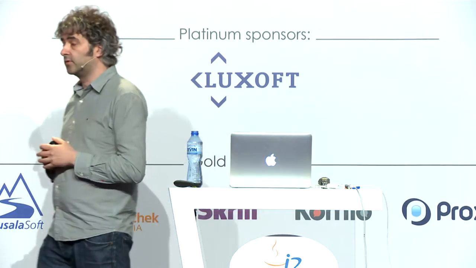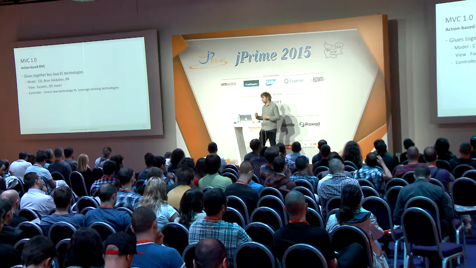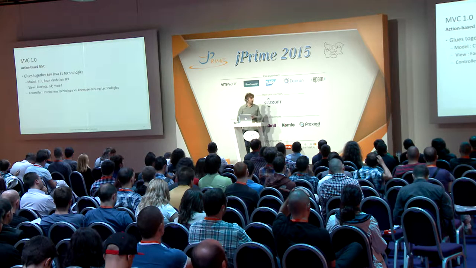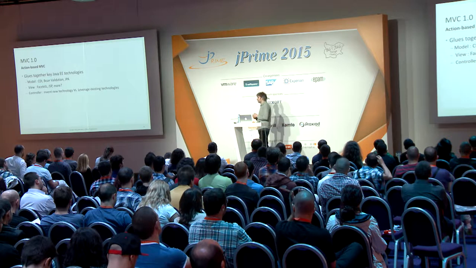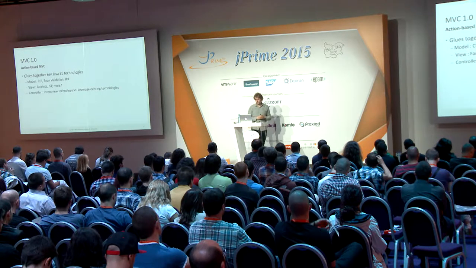So for the model, it's obvious we are using CDI. We would like to have validation of the model, so it makes sense to use Bean Validation for that. Persistence: the specification doesn't say anything about persistence, but it's obvious that if you would like to persist the model, it might make sense to use JPA.